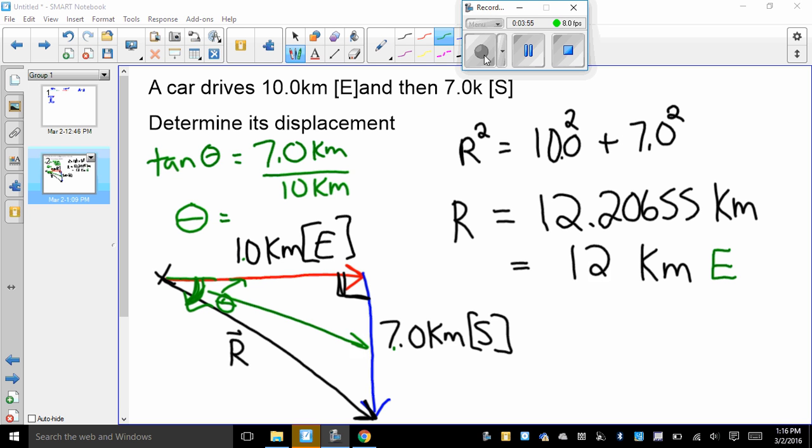Okay, once I did this, I got 35 degrees. So it's 12 kilometers east, 35 degrees towards the south. So again, we went east and then we rotated 35 degrees towards the south.